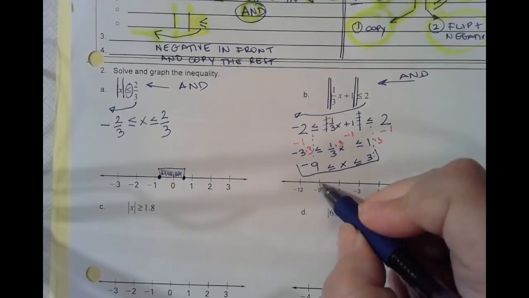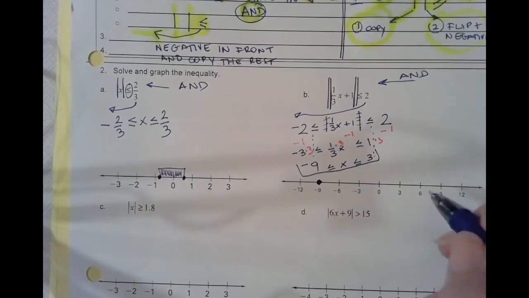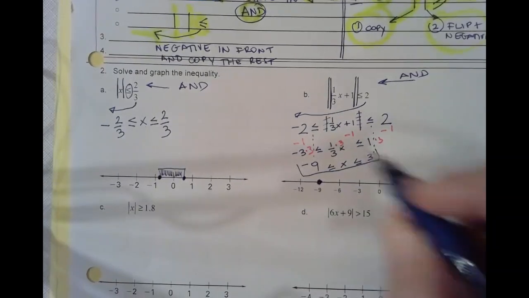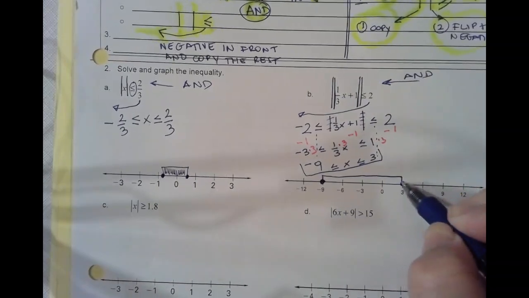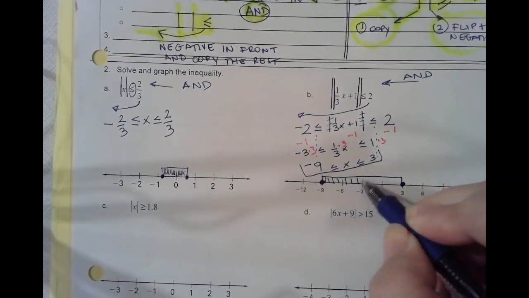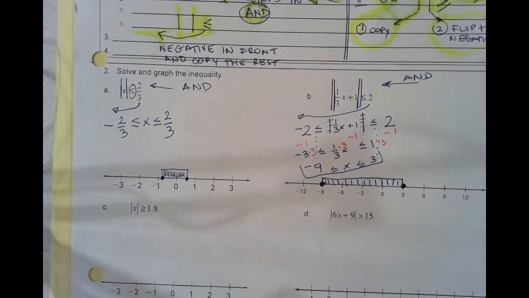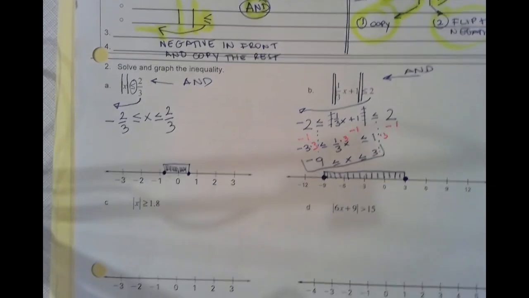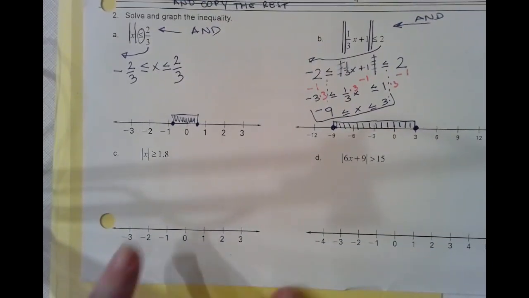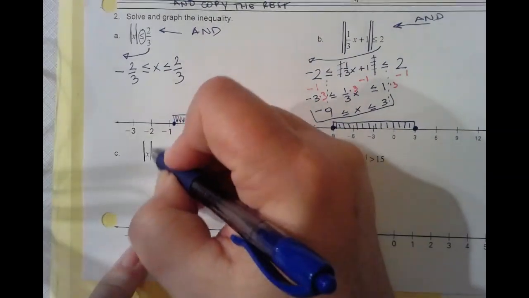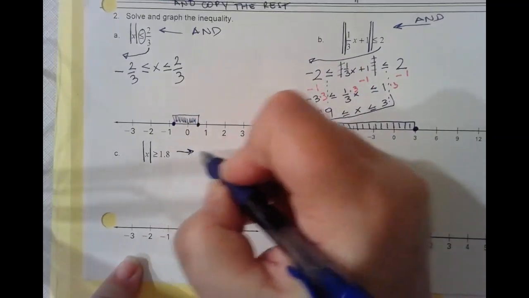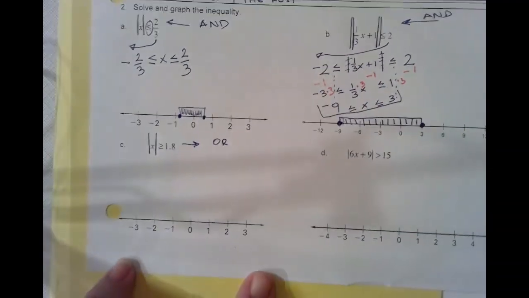And when you graph, you have solid on -9, solid on +3, and we connect, and we shade everything in between because only the numbers in between are my true solutions. Okay, moving on. Notice in the next one I have an absolute value and I have an arrow pointing away, so I know this is my OR.